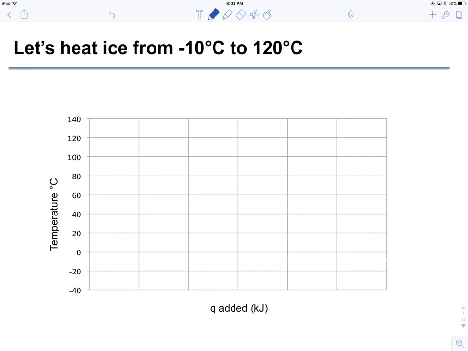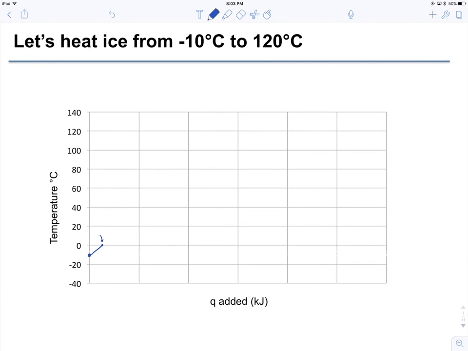Hi class, this video is going to cover again the basic concepts of a heating and cooling curve. We're going to start with ice at negative 10 degrees Celsius and warm this through 120 degrees Celsius. So we'll need to begin thinking about the different steps that are going to take place in our heating curve. We're starting at minus 10 and we're going to warm that ice until it starts to melt. So 0 degrees is the melting point. So melting begins here.